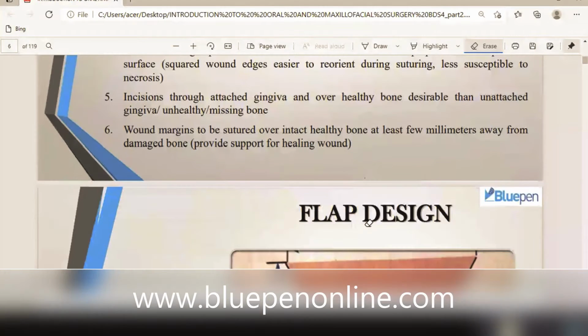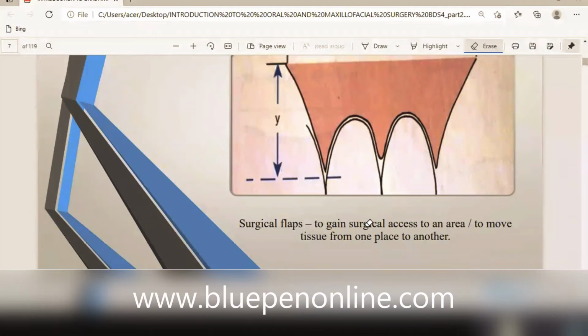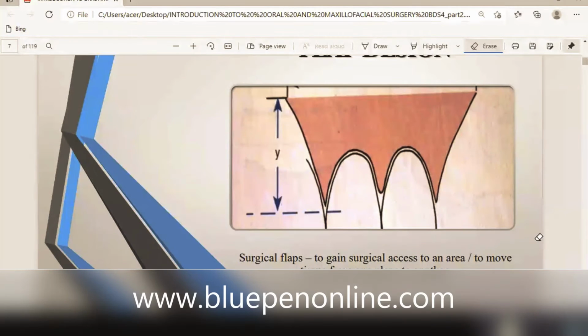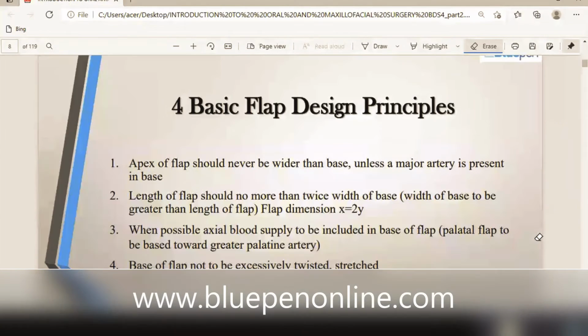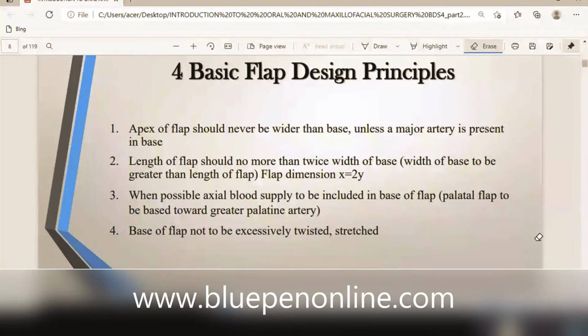Okay, now we are going straight to the flap design. You can see it in that picture. Surgical flaps are used for what? To gain access to that area, or to move tissue from one place to another. For grafting, you can use a surgical flap, or for access to an area also, you can use a surgical flap. There are four basic flap design principles.